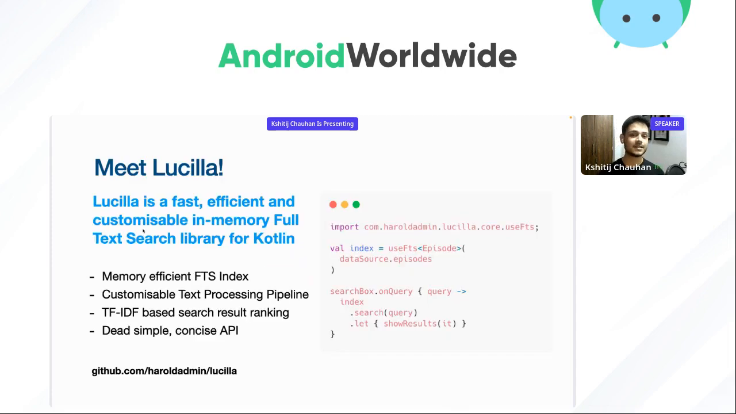So world, meet Lucilla. Lucilla is a fast and efficient, customizable, in-memory full-text search library for Kotlin. It builds a memory-efficient FTS index with a customizable processing pipeline. It also allows you to rank your search results with a dead simple and concise API.